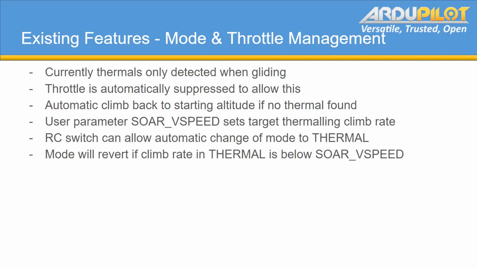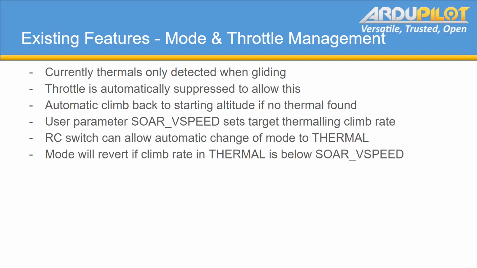However, there's checks and balances on that. So as the glider descends, if it doesn't then find a thermal, the code will automatically allow the throttle to run again, and it'll climb back to a suitable altitude to start that search again. However, if it does find a thermal along the way, that's specified by the soar v-speed parameter. So if the air is estimated to be rising at a rate which will allow the glider to thermal at a vertical speed of soar v-speed or greater, then the code can automatically trigger into thermal flight mode.